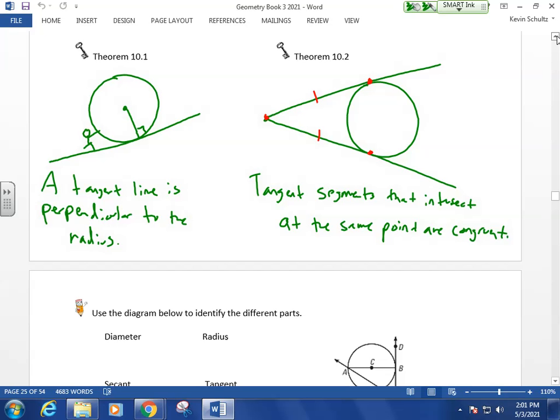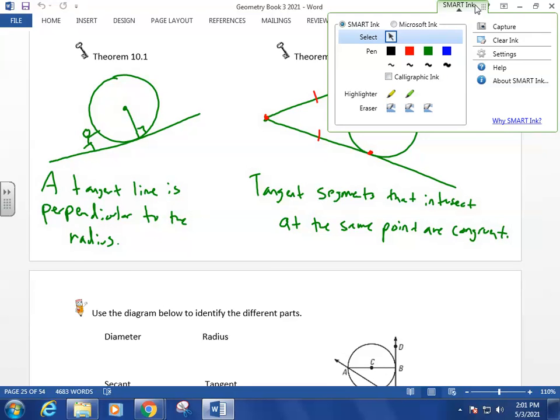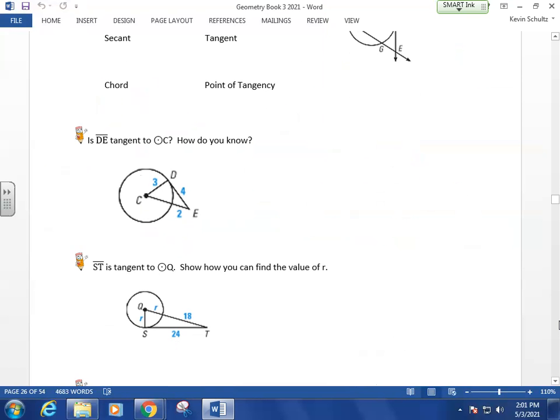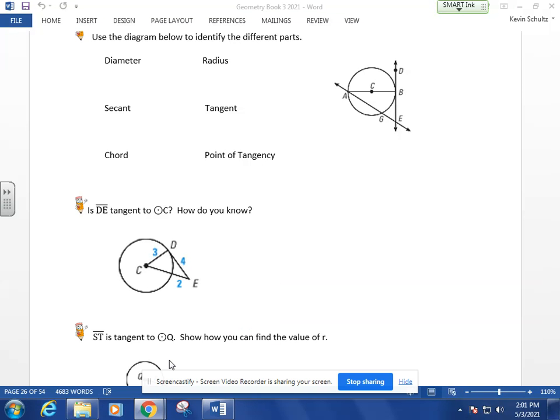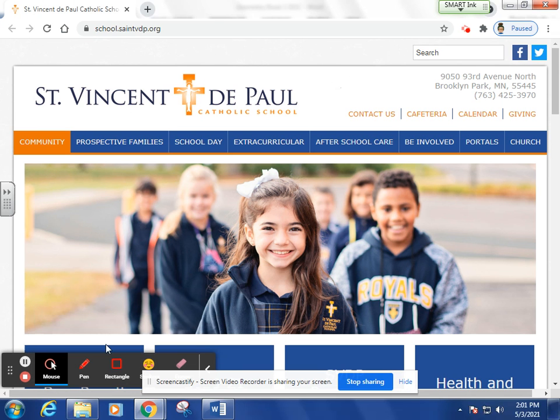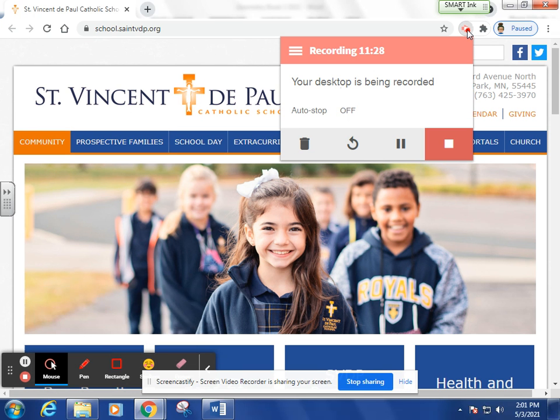Okay, going on to the second page. Here's where we get to label and practice some of the things we talked about on the front side. It says here, use the diagram to identify the different parts: the diameter, the radius, the secant, tangent, chord, and point of tangency. I'm going to pause the video. Go ahead and work with your table mate and write in the different pieces there, and we'll talk about them shortly.